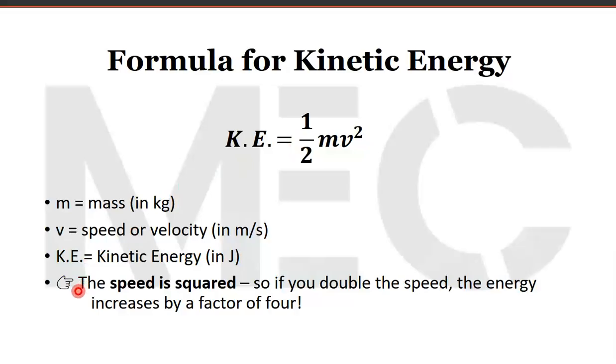Okay, the speed is squared in this formula. Pay attention to the power of 2. For 7th grade students, it's important to know that A to the second power is A times A, also read A squared. A squared is a number multiplied by itself. A to the third power, or A cubed, means A times A times A.